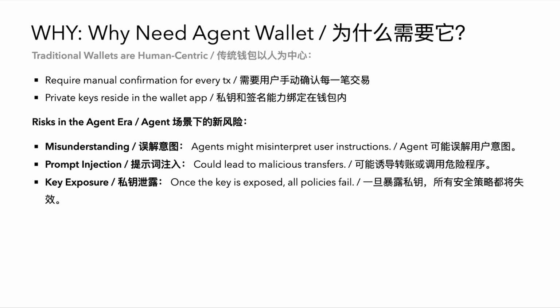This creates new risks. First, the agent may misunderstand the user's instruction. For example, a vague payment request could be interpreted incorrectly. Second, prompt injection can manipulate the agent. A malicious web page, document, or tool response could try to convince the agent to transfer funds or call a dangerous program. Third, private key exposure is fatal. If the key is leaked or given directly to the agent, then all higher-level policies become useless. That is why we need a dedicated agent wallet layer between the agent and the blockchain.